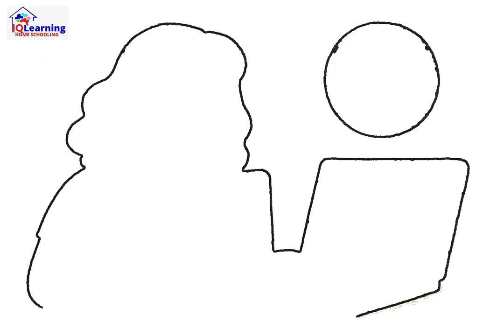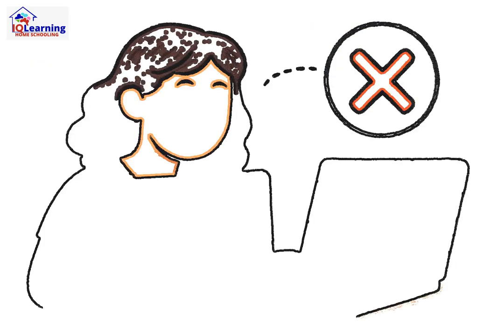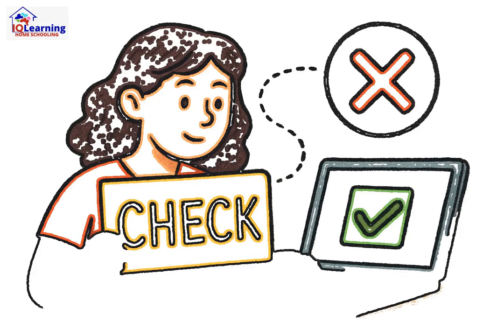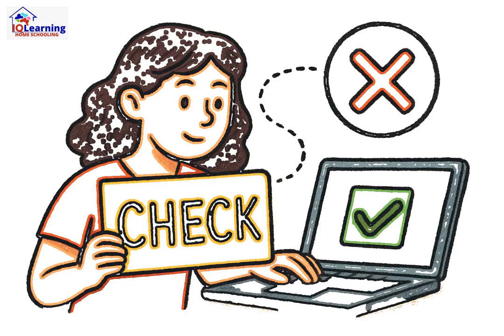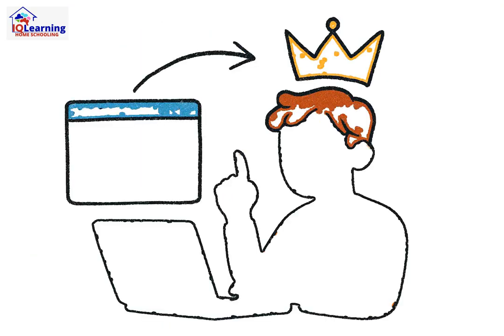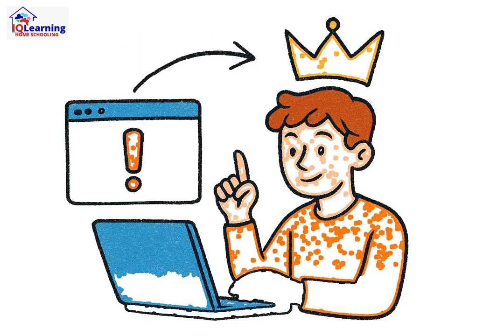Ultimately, being smart online means being a good digital citizen. And the most important rule is simple: check before you share. That one action can stop a wave of misinformation in its tracks. It's how you go from being just a user of the internet to a master of it.